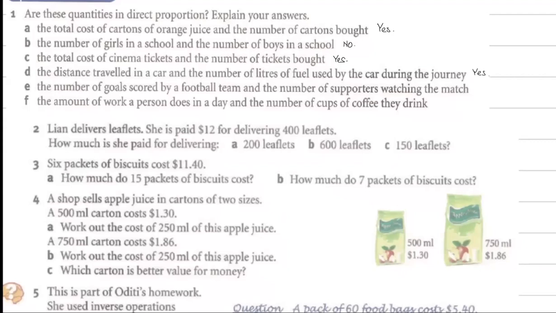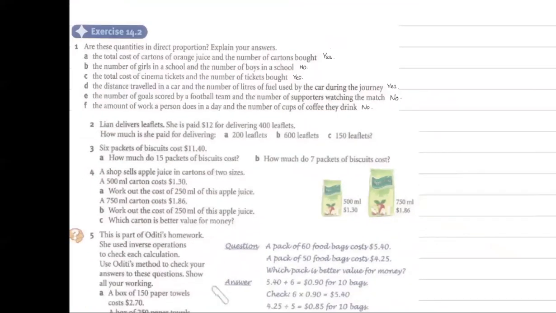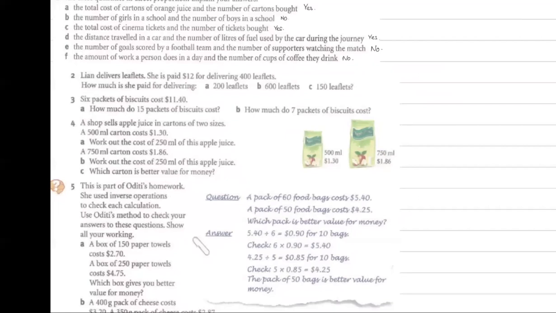The number of goals scored by a football team and the number of supporters. No. If that were the case, a lot of countries would have won because there are a lot of supporters. The number of goals is not determined by the number of supporters. The amount of work a person does in a day and the number of cups of coffee they drink. No, as well, because not necessarily everybody drinks coffee. Okay, so that's it for number one.